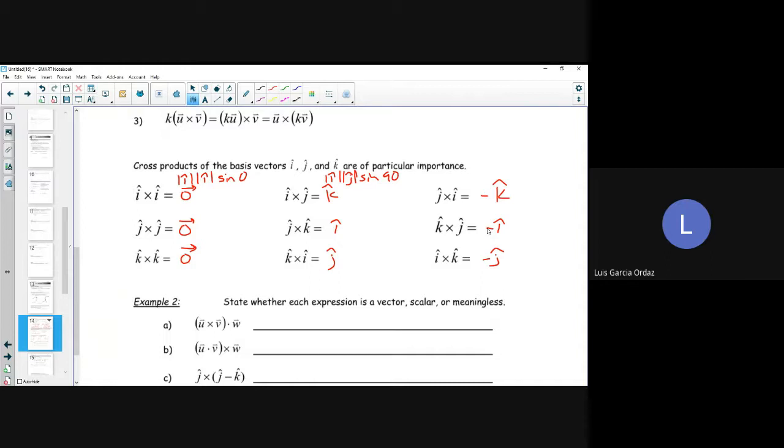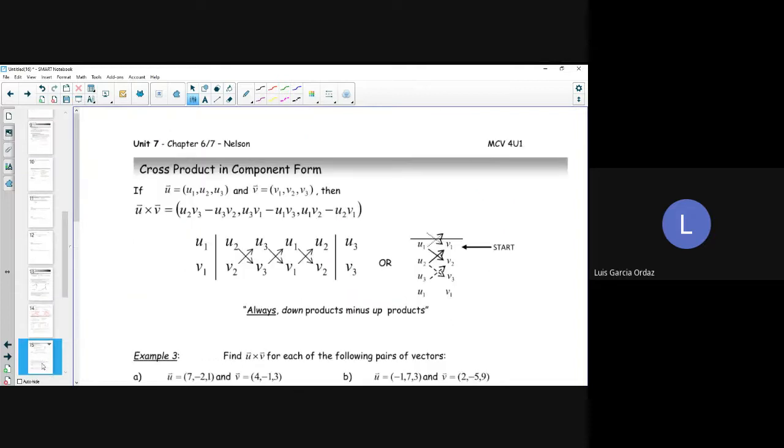We're not going to do example 2 because I want to get into the whole cross product in component form. So now we're actually going to figure out how to determine the cross product of any pair of vectors. For example, if u is equal to u1, u2, u3, a set of numbers, and vector v is v1, v2, and v3, then the cross product of u and v is the second term in the u vector times the third number in vector v.